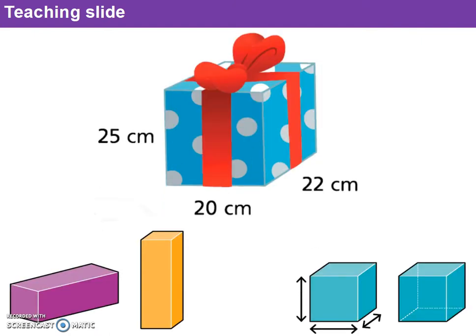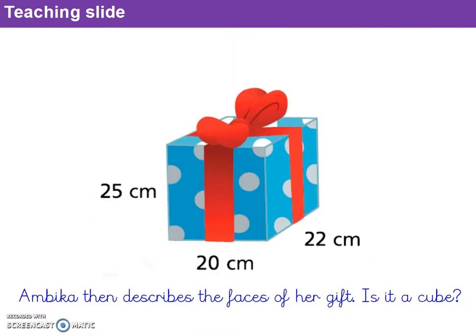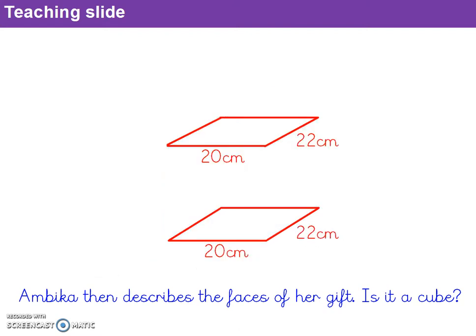Because we know that a cube has 6 faces that are all the same shape. Let's start by looking at the top and bottom of the box. I've identified these 2 faces using red lines, having simply taken away the box and left us with those red lines and the measurements. So we can see that this shape is 20 centimeters wide by 22 centimeters long. So we can see from this that this is a rectangle. All four sides are not the same length.